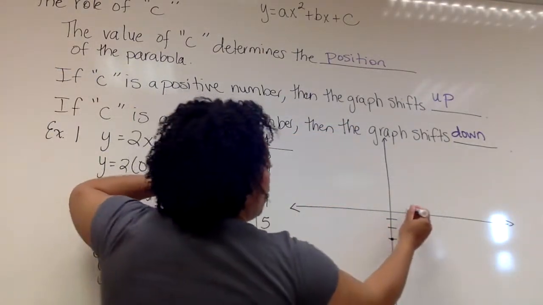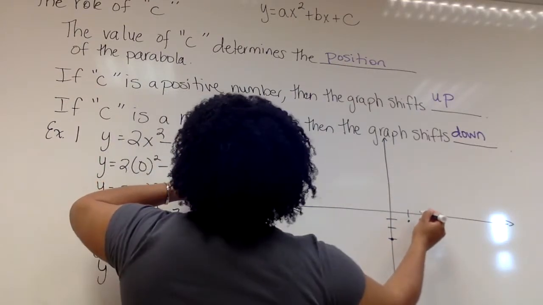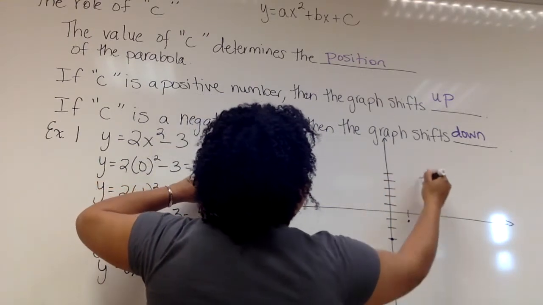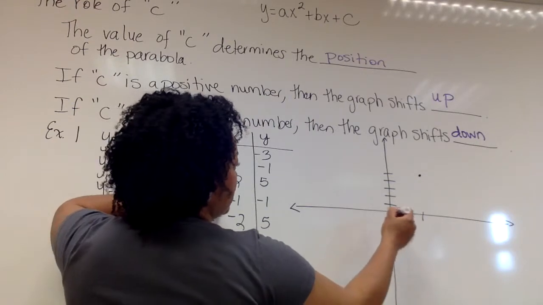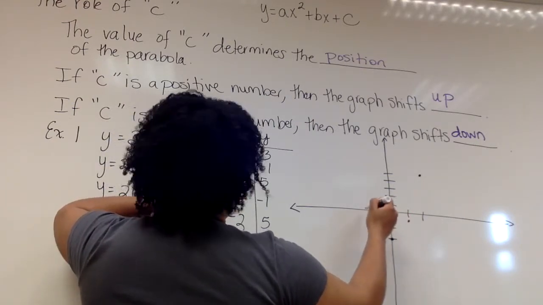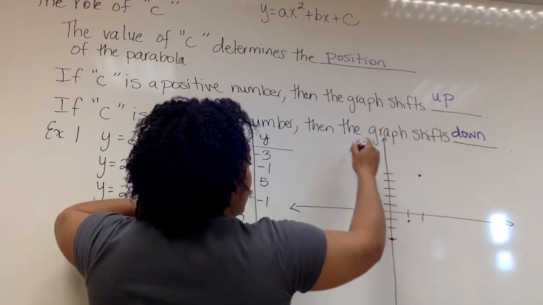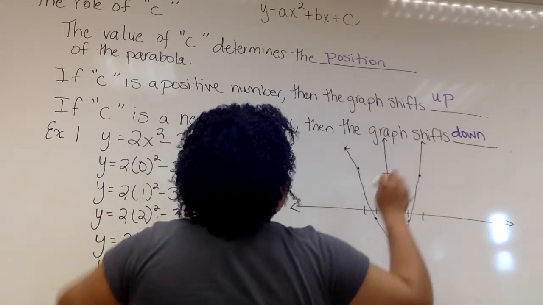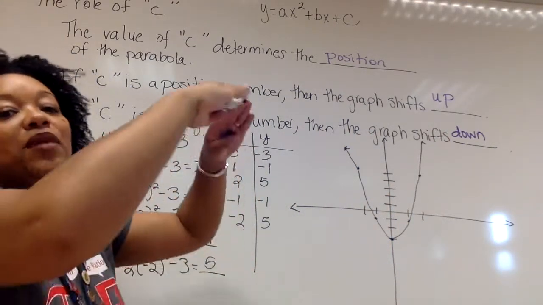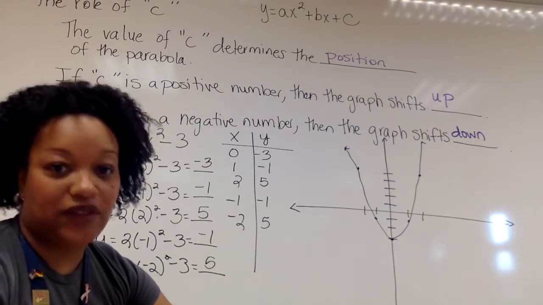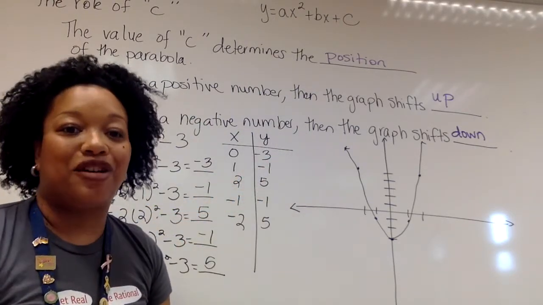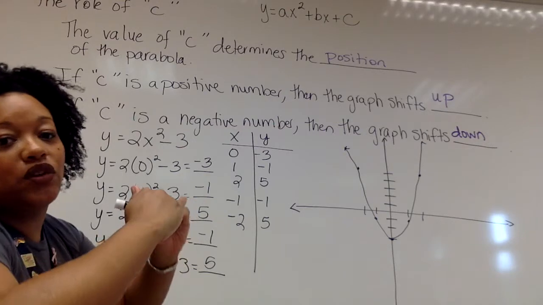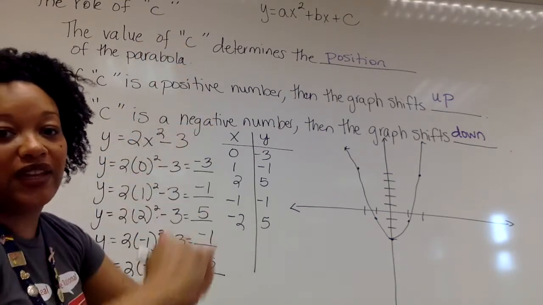So let's keep going. (1, -1). Did I do that right? (1, -1). (2, 5). And then I go over to the other side, (-1, -1), (-2, 5), and then connect my points to get my parabola, and you'll see that my parabola looks just like the ones we just did, but it's shifted down 3 units. It's shifted down, and that's not the neatest curve, but you get the idea. So that's what happens when you have a C. The C will shift it up, or the C will shift it down.